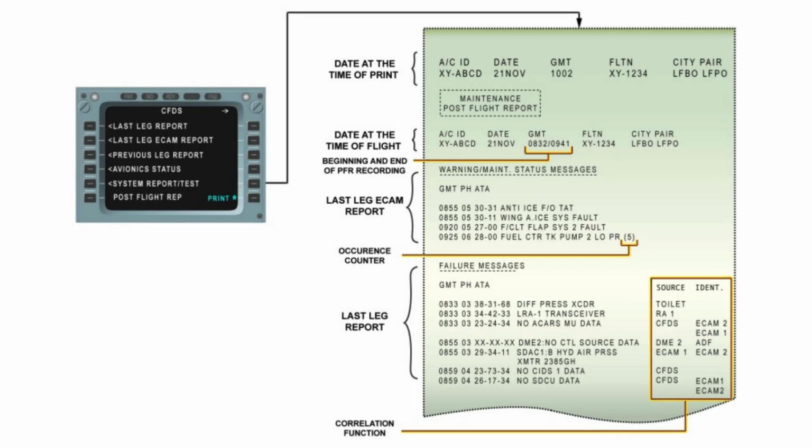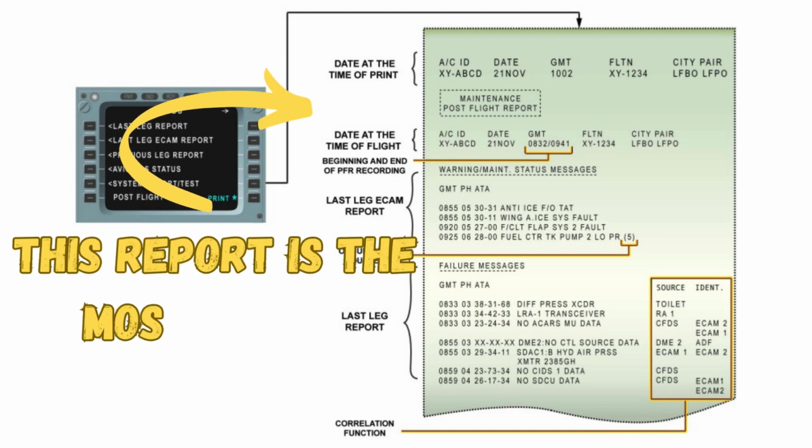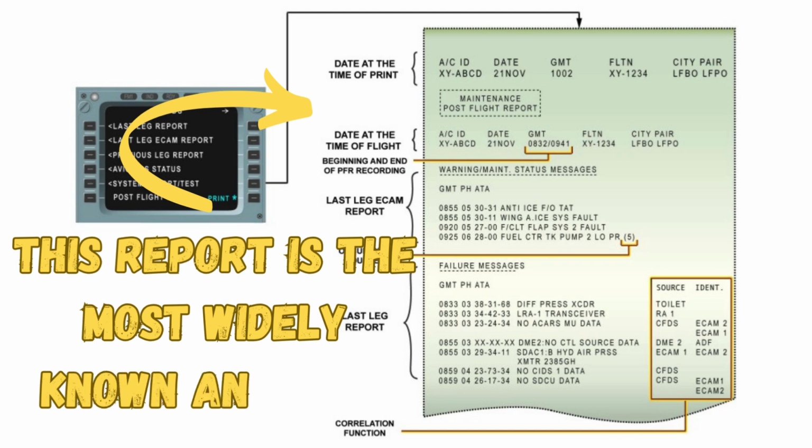The post-flight report, PFR, is the sum of the last leg report and of the last leg ECAM report. The PFR can only be printed on ground. The list of ECAM warning messages and fault messages with the associated time, flight phase and ATA reference allow the maintenance crew to make a correlation for easier troubleshooting.